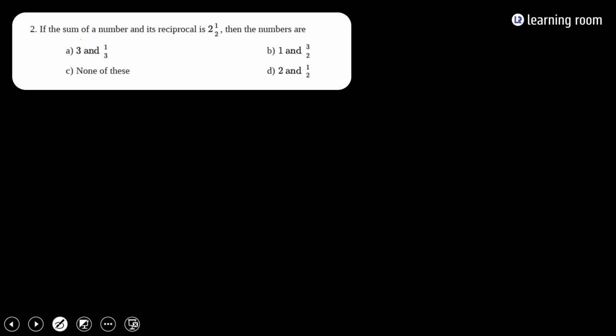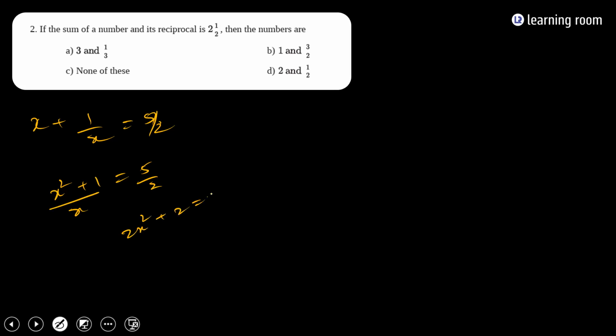Next, if the sum of a number and its reciprocal is 2.5, then the numbers are. So x plus 1 by x is equal to 5 by 2. Then what is the number? x square plus 1 by x is equal to 5 by 2, so 2x square plus 2 is equal to 5x. So 2x square minus 5x plus 2 is equal to 0.